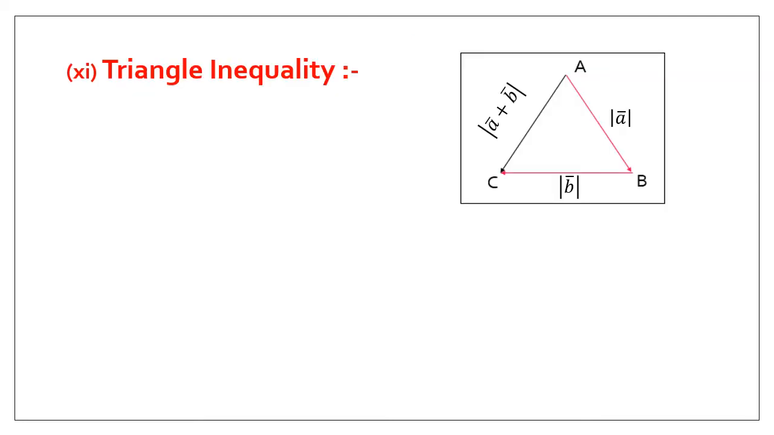Triangle inequality. Look at the diagram, student. Mod of A bar plus B bar is less than or equal to mod of A bar plus mod of B bar. See student, this is known as triangle inequality, which is obtained from the triangle law, as the length of any side of a triangle is less than the sum of the other two sides.